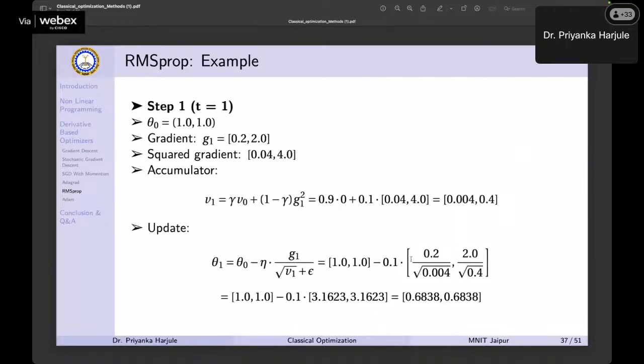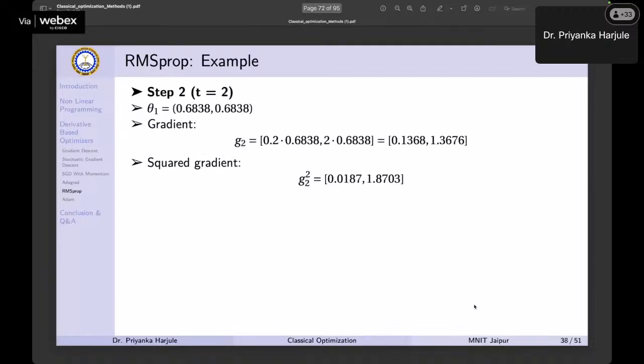So this is how you have updated the weight. We are taking epsilon to be 0 for the time being, for ease of calculations. After simplification and performing the element-wise multiplication, you get the next updated value to be 0.68, 0.68.